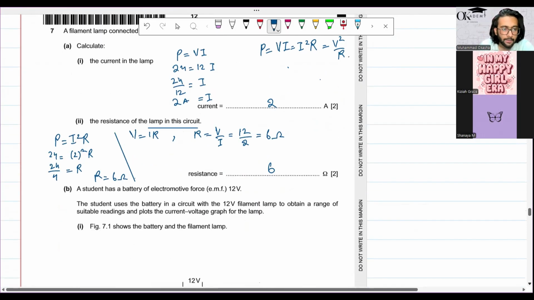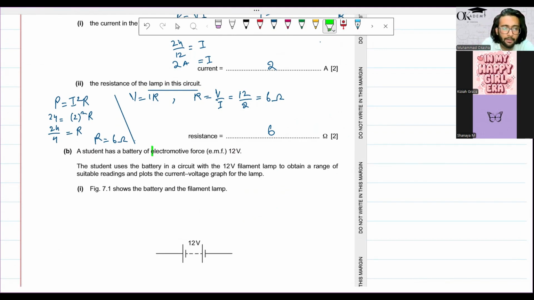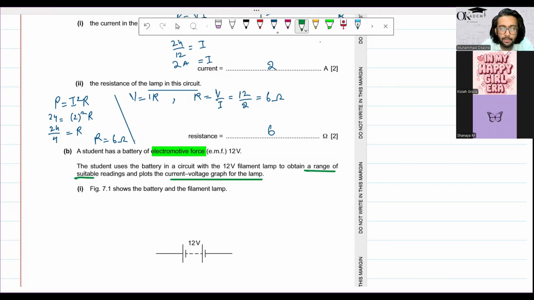All right. Next, a student has a battery of electromotive force, EMF. Now, I think we've talked about this before. EMF, although it looks like a force, is not a force. It's actually the voltage of the battery. It's the energy provided by the battery to 1 coulomb of charge. The student uses the battery in a circuit with a 12-volt filament lamp to obtain a range of suitable readings. This is important, a range of suitable readings, and plots the current-voltage graph for the lamp.